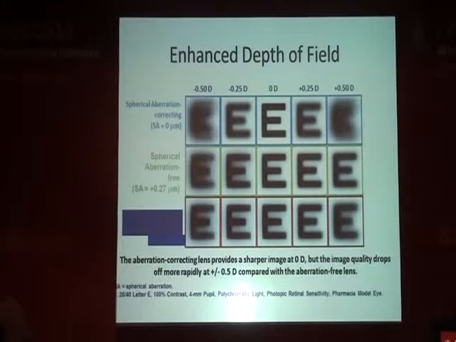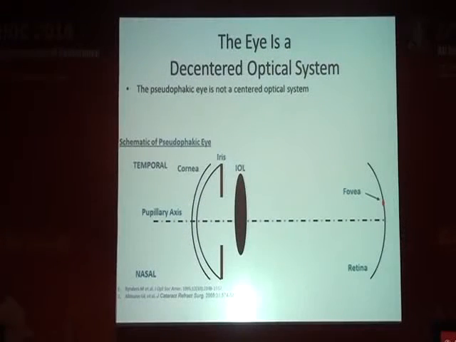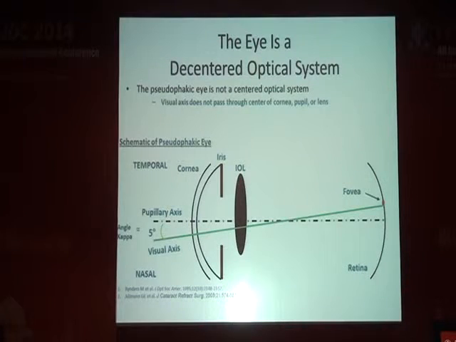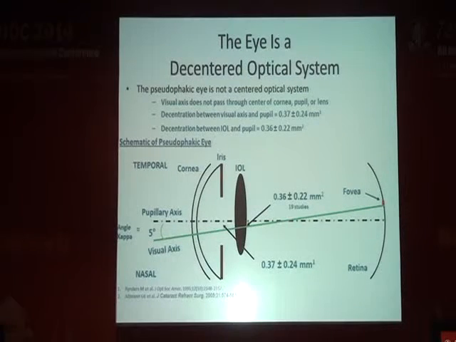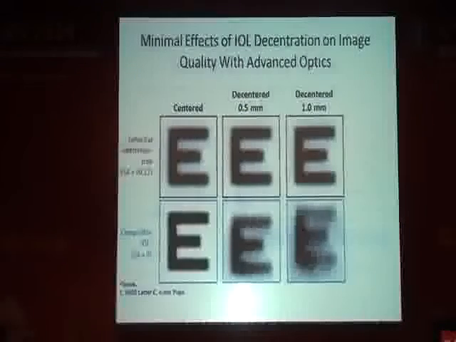And if you see the enhanced depth of field of view, you will compare the spherical aberration with the simple spherical one here compared to the one on the top. The IOA is basically a decentered optical system, and the visual axis, as you all know, does not pass through the center of the cornea, and there is a little bit of decentration between the axis and the pupil, and between the IOL and the pupil.